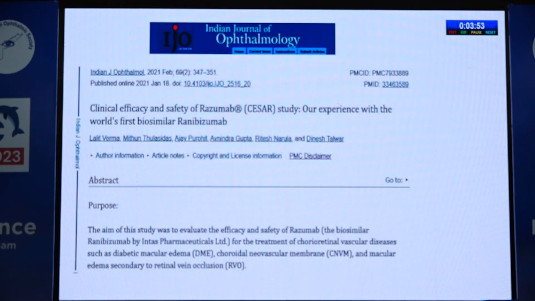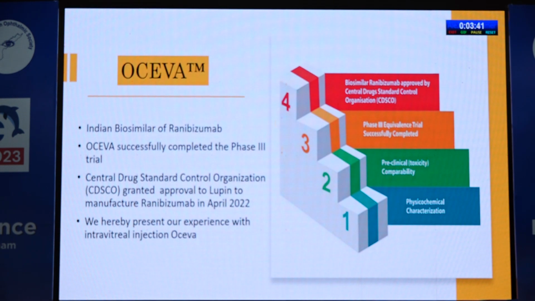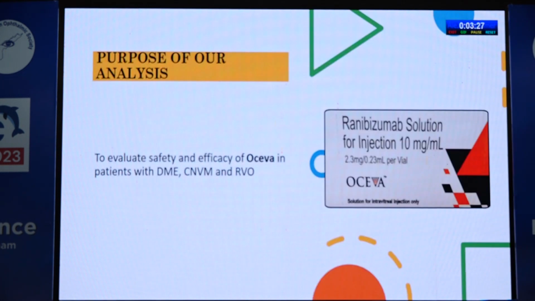We have already done a study of Razumab, the CSER study, which we have published, and it has shown favorable outcomes in patients of DME, CNVM, and RVO. So we continued our investigations and also experimented with Oseva, which is a near biosimilar of ranibizumab. The Central Drug Standard Control Organization has granted approval for its manufacture. The purpose of our analysis was to evaluate its safety and efficacy in patients with DME, CNVM and RVO.